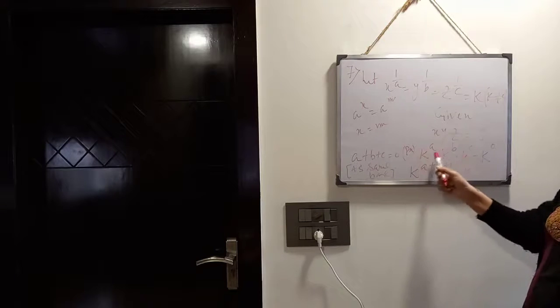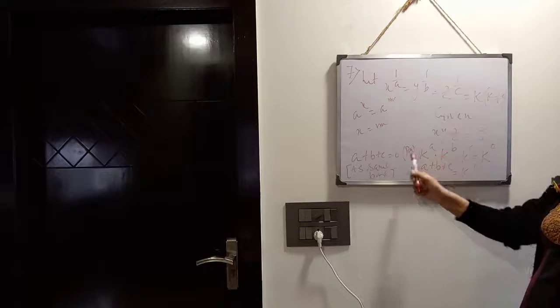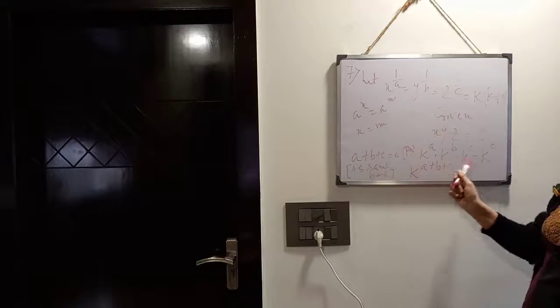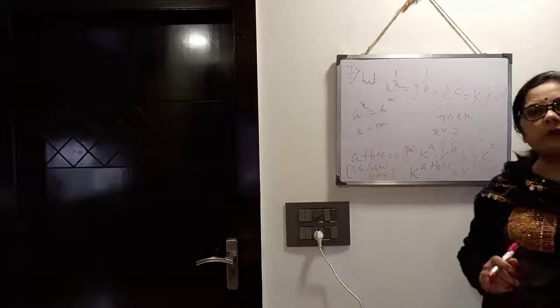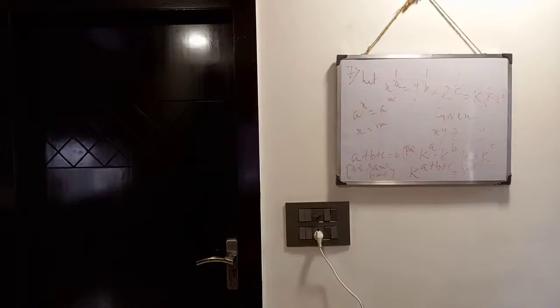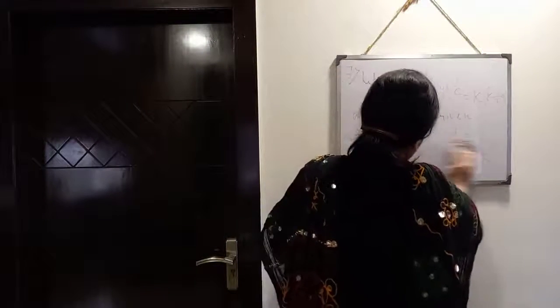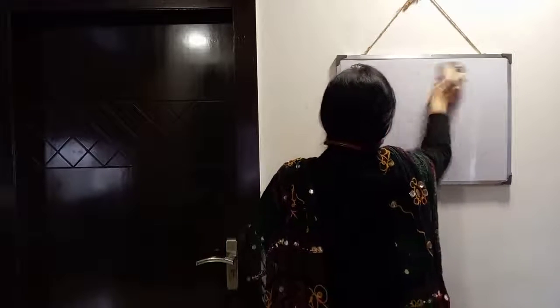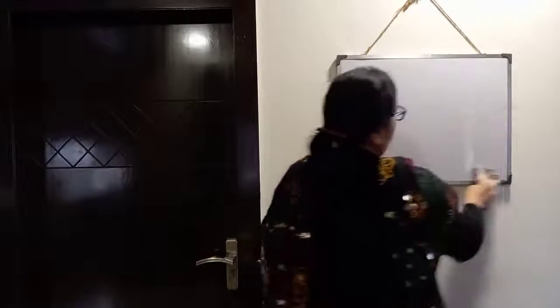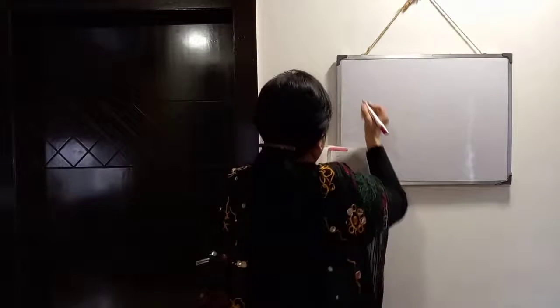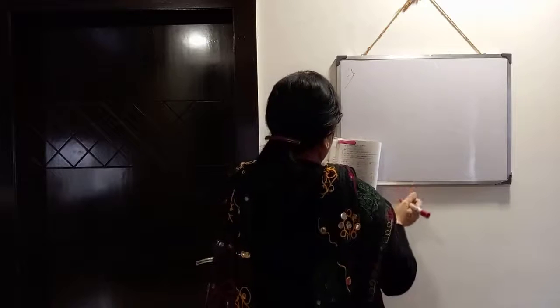Then same base, multiplication, powers will be added. So from here same base we can write a plus b plus c equals 0 as the base is the same. Clear? Now see the method. Clear? So this type of sum, how to do, it is clear. Now another sum is there. Number 8. It is also the same way.